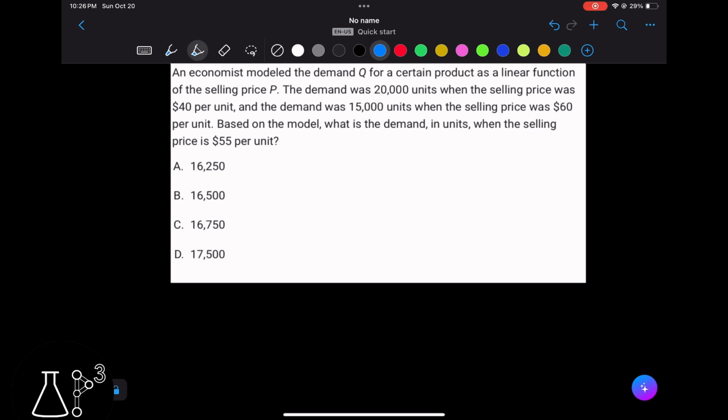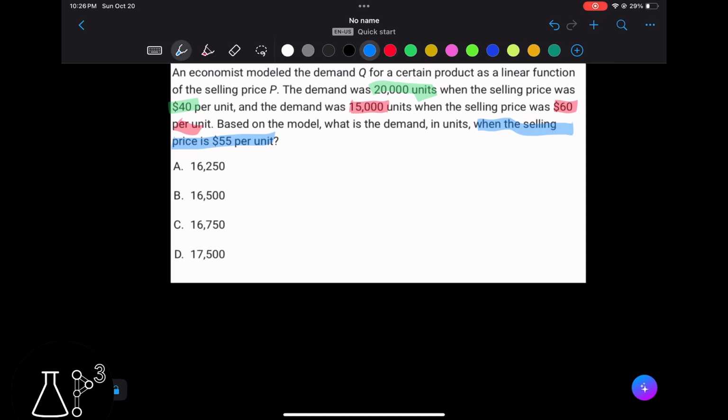Okay, so let me digest every piece of information that's given. We're looking for the demand when the selling price is $55. And given that there's a demand of 20,000 units when the selling price is $40, and there's a second demand of 15,000 units when it's $60 per unit. So what we can think about is, look at our x values. It's increasing. That could be our x value. So the dollar signs equal x, and then the demands can be our y's. And we can see the demands are decreasing. So what can we do?